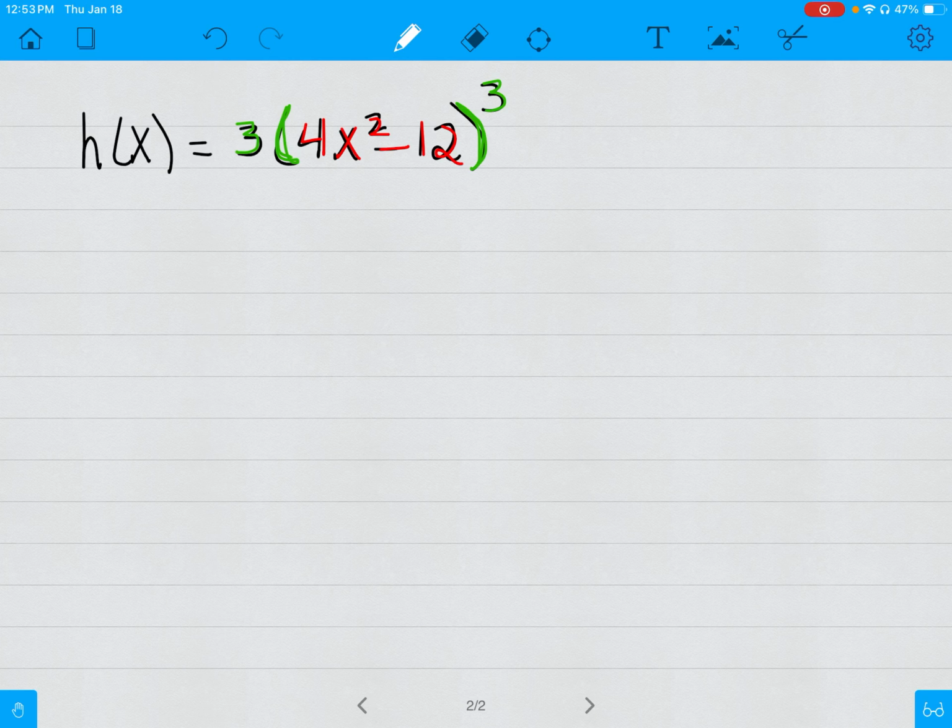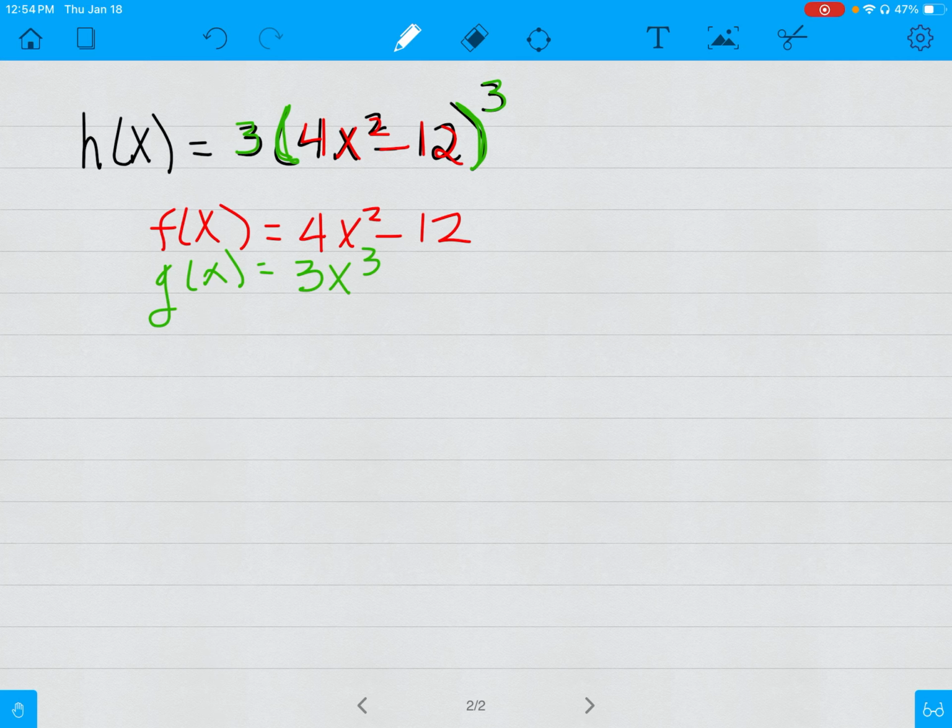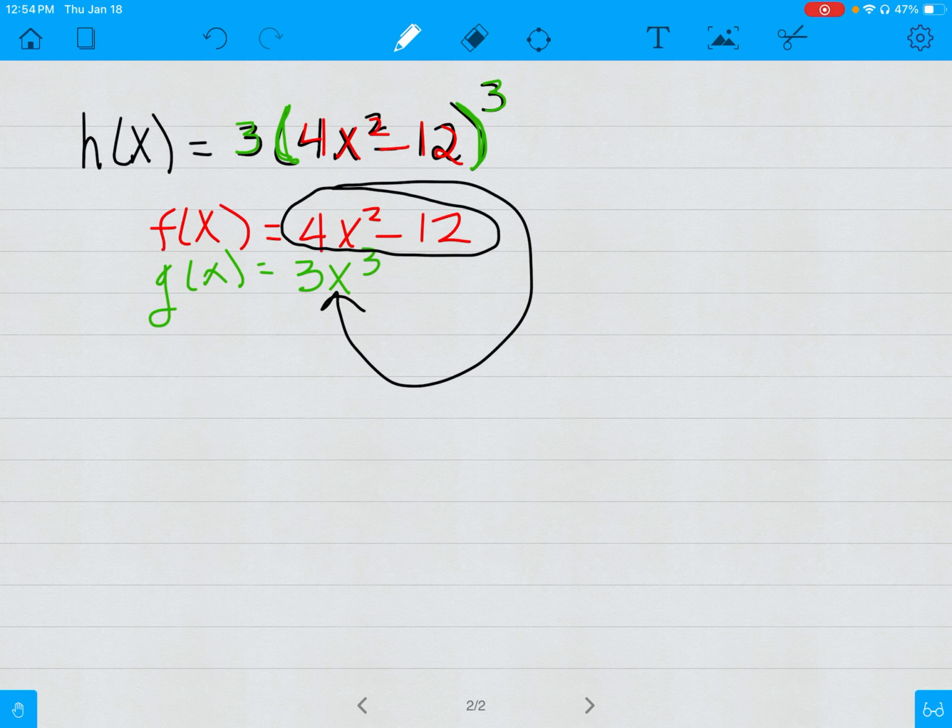So is this a composite function? Yes, it is. The inside function is the 4x squared minus 12. The outside function, if you want to think of it that way, is 3x cubed, because you can see if we take the 4x squared minus 12 and replace the x in the 3x cubed by that, that's when we get the h of x. So h of x is a composite function.